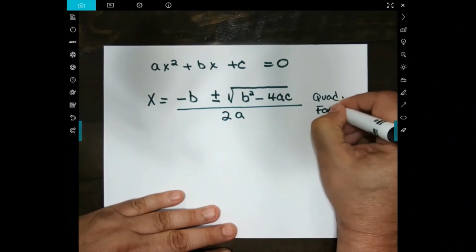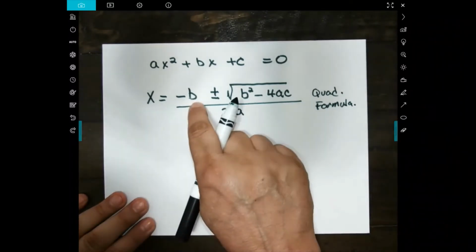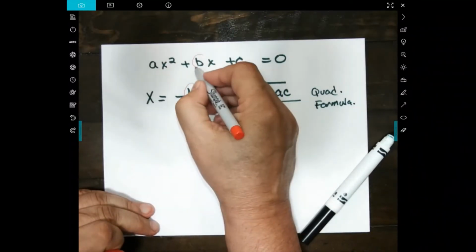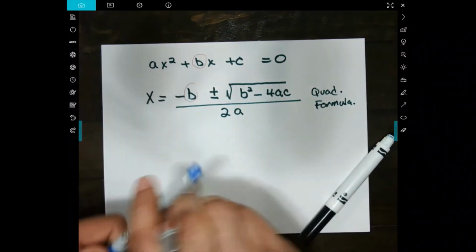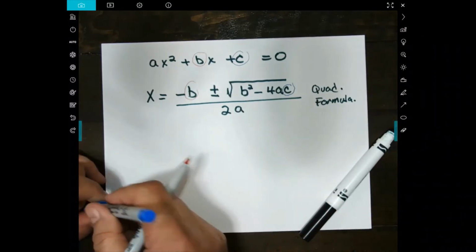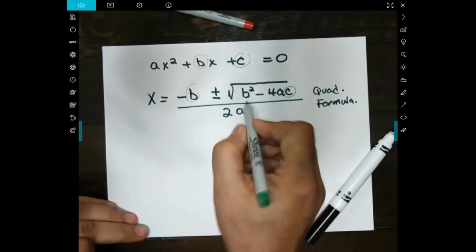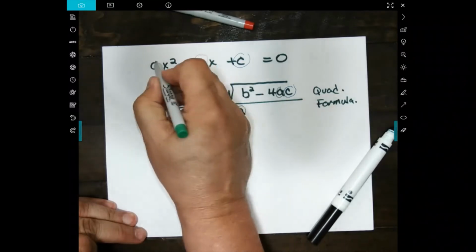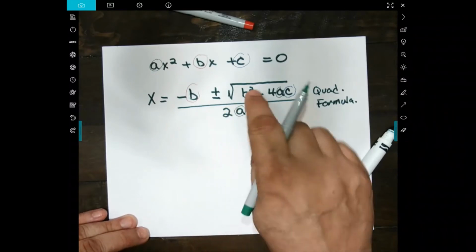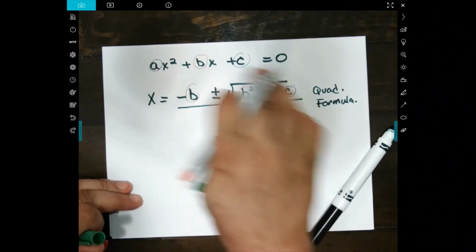And notice the b is the b term in the standard form. The c is the c term in the standard form. And last but not least, the a, and there's two of them in this formula, is the a term, or the a coefficient. There are two b's, one of them squared, plus the a coefficient and the c constant.